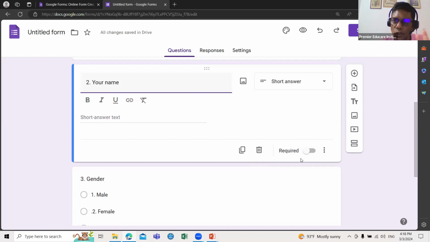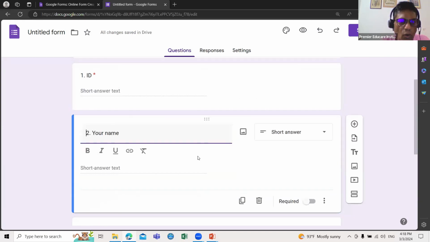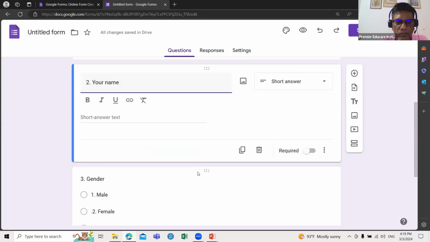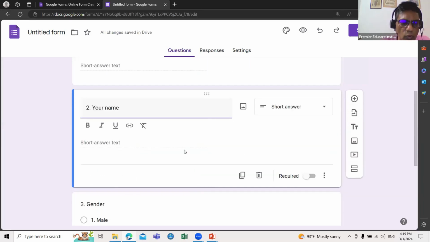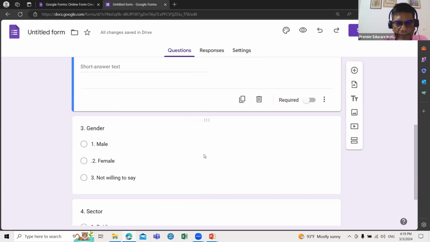So maybe not required, so you can keep it open without putting the required button, right? So go to the next one. So here you can see all the questions are within the boxes. So now you are in question number 2. Now you want to go to question number 3, so go here. Okay, just click it.